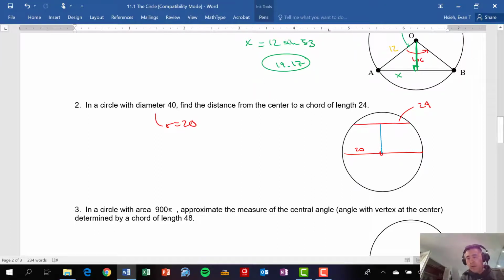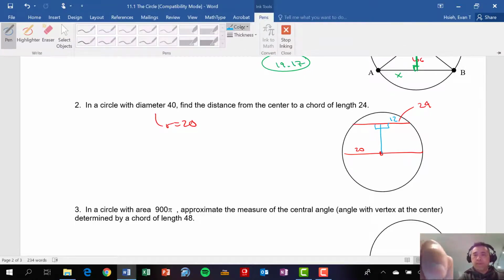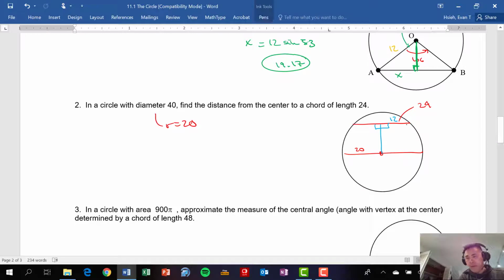Need to draw the radius perpendicular to that, which is going to, from the theorem on the front side, split that chord in half, so that's 12. I already know what my radius is, so I'm going to draw in the triangle. This is super common here where you have to form these right triangles like this. This is going to be 20, and then it's a triple, so this is 16, and that'll be the distance from the center to the chord.